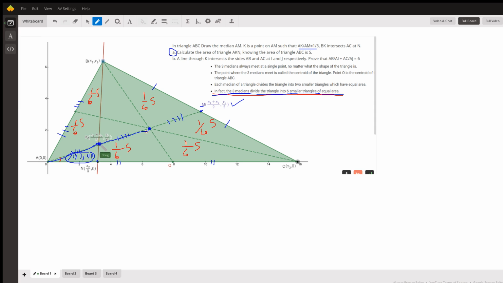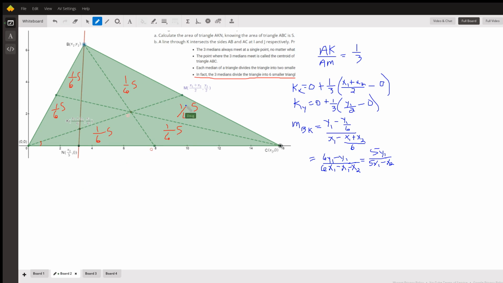So how do we find the coordinates of K? Well, the fact is that this distance is 1/3 of the entire distance. So we can say the x-coordinate of this point K, we start at the x-coordinate of 0, and we're traveling (x1 + x2)/2 in the x direction. We want to take 1/3 of that. So 1/3 of that is (1/6)(x1 + x2). And same thing for the y-coordinate. So that's where these values came from.